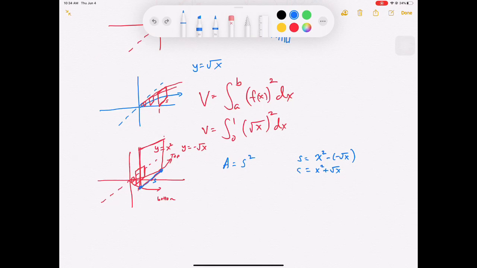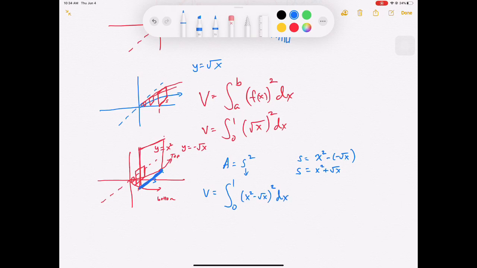So this is my s value. To talk about volume, volume is equal to the integral, where we said we're going to start at 0 and end at 1, of s squared, where we said we're going to build this with squares. This is going to be our full x squared minus square root of x, because that's the full length of my side here. I want to keep that full length, squared, and then dx.